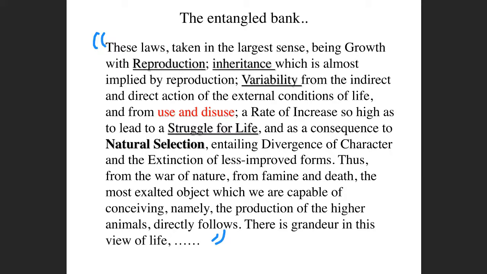These laws, taken in the largest sense, being growth with reproduction, inheritance, which is almost implied by reproduction, variability from the indirect and direct action of the external conditions of life, and from use and disuse. So this is really fascinating about Darwin. A rate of increase so high as to lead to a struggle for life, which we usually learn as struggle for existence, and as a consequence to natural selection, entailed divergence of character in the extinction of less improved forms. Thus, from the war of nature, from famine and death, the most exalted object which we are capable of conceiving, namely the production of the higher animals, directly follows. There is grandeur in this view of life.